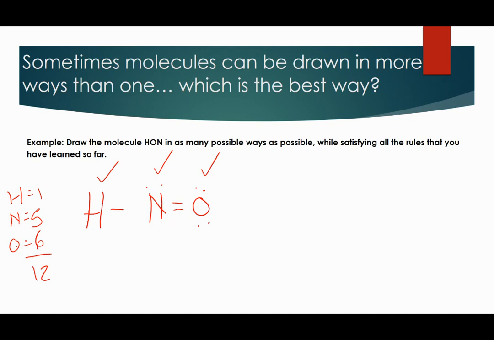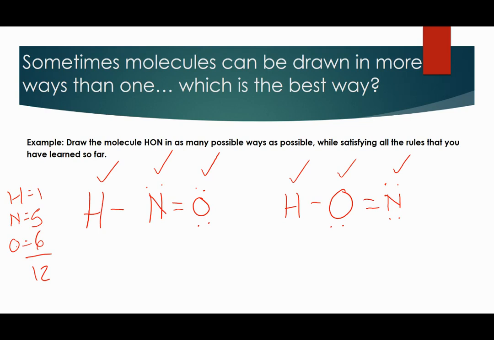Awesome. Another way that you could write this molecule is H, now with our O in the middle with a lone pair there, and a double bond onto our nitrogen with 2 lone pairs. 2 valence electrons for our hydrogen is happy, 2, 4, 6, 8, oxygen's happy, 2, 4, 6, 8 for our nitrogen. 2, 4, 6, 8, 10, 12. So we've used all of our available valence electrons. So both of these are potential molecules for HON.